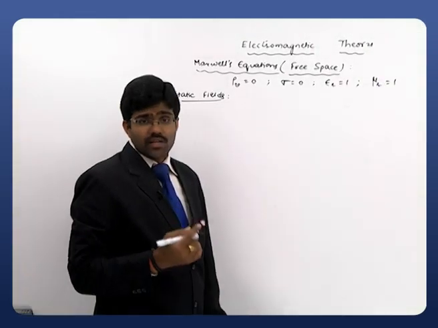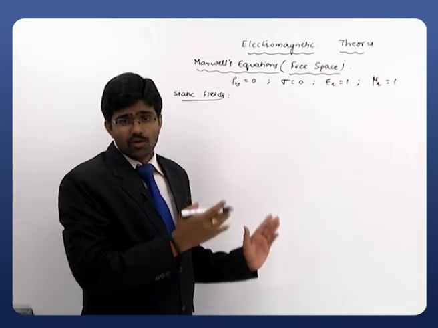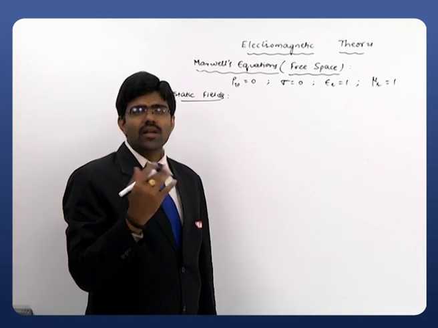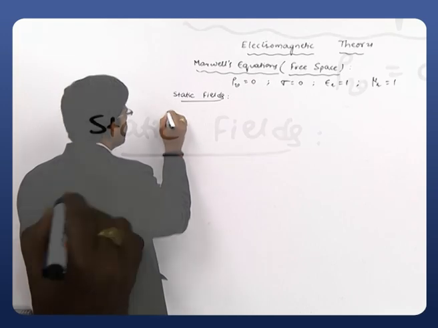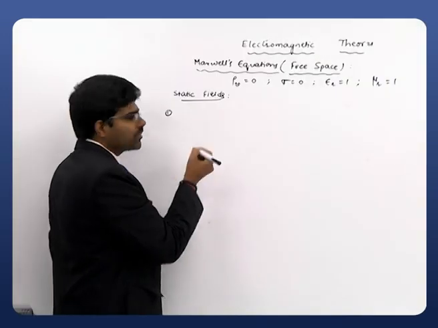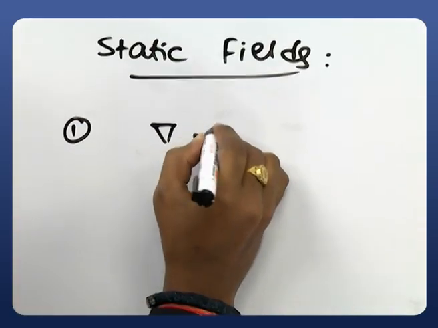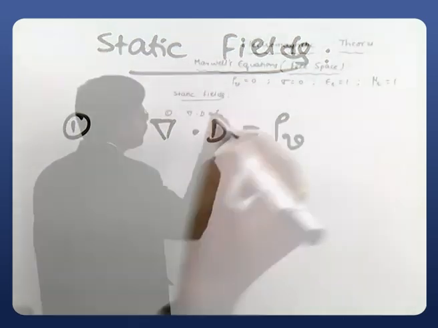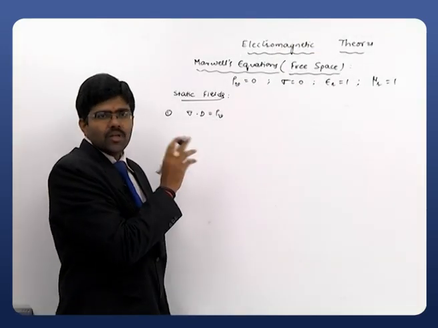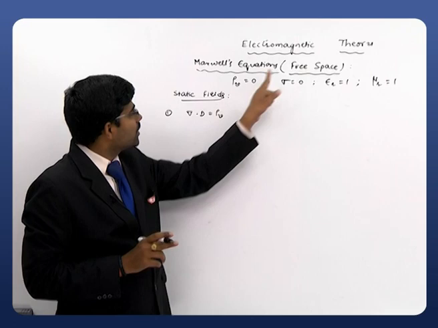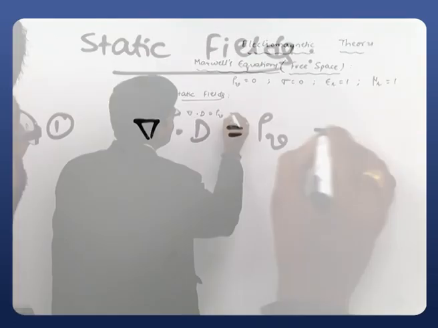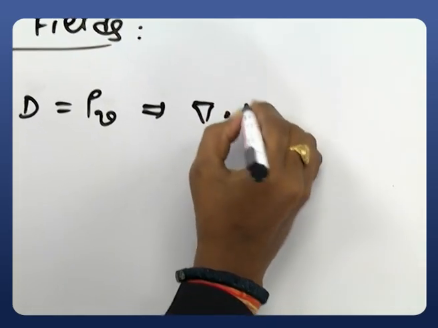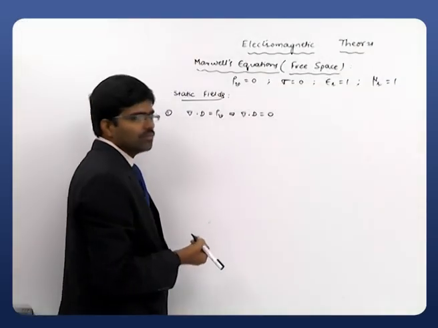I will write down the differential form of equations only here. You can write the integral form later. So, the differential form of equations for static fields. What is the equation that we have? The first equation is ∇ · D = ρv. This is a basic equation, right? But here, clearly, for free space ρv = 0. So how will this equation be modified? It becomes ∇ · D = 0.